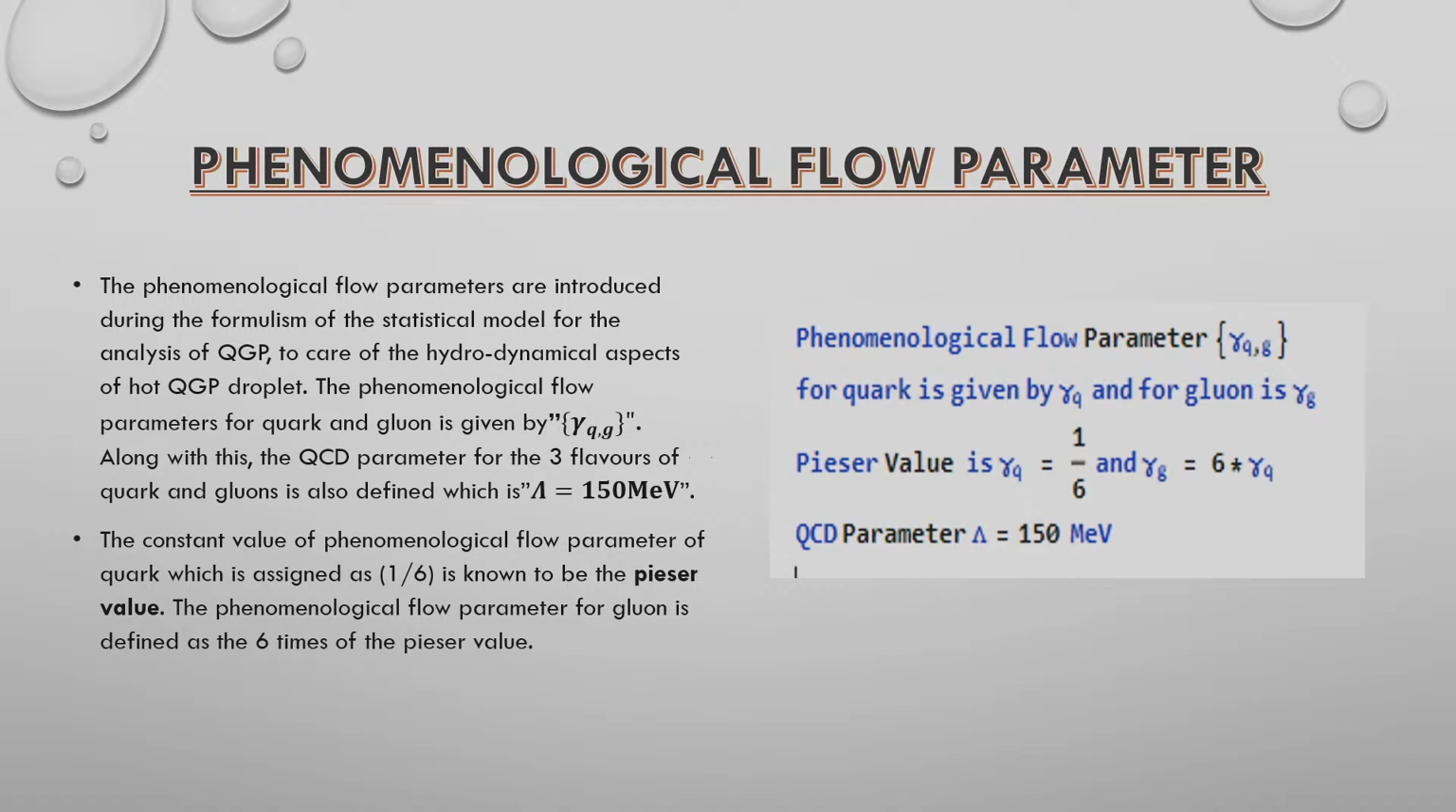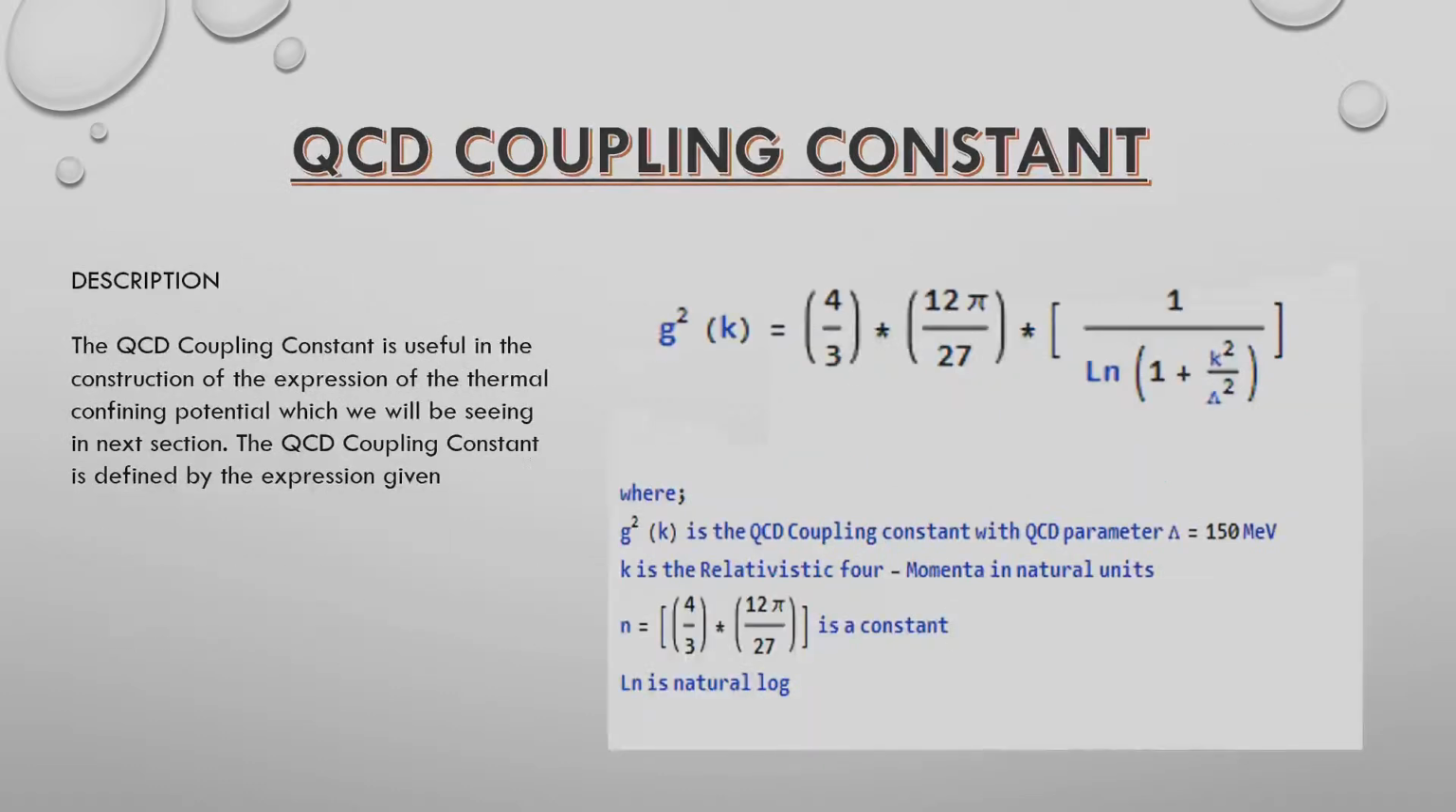In my dissertation, I have taken this value as a constant, 1/6, for the quark particles, which is represented by the subscript Q, and for gluons, it is taken to be 6 times the value for quarks. The other parameter, the QCD parameter represented by capital lambda, is taken to be 150 mega electron volts. Now the other one is the QCD coupling constant, whose expression is showcased here.